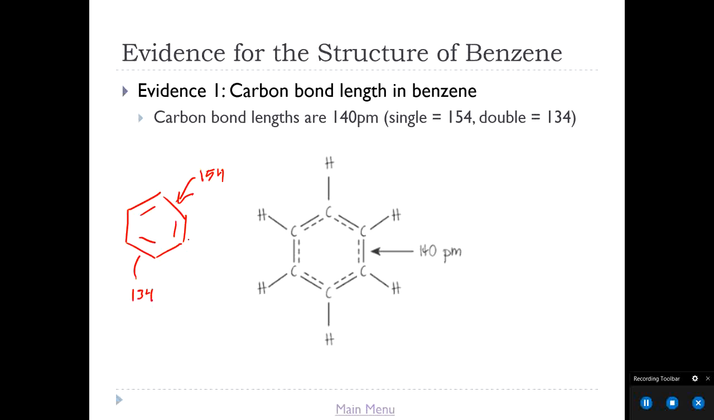But it's not. So when benzene was studied, it was found that all six of the carbon-carbon bonds present were all equal in length at 140 picometers. You'll notice that that is in between the single and the double bond. So each one is kind of halfway between single and double. In fact, we would say that it has a bond order of 1.5.